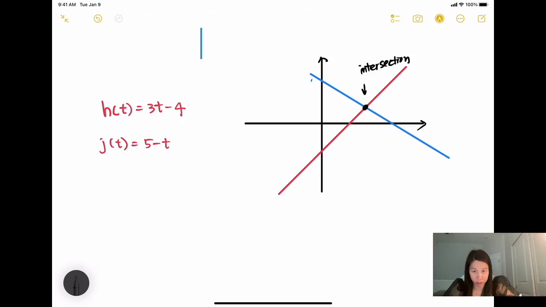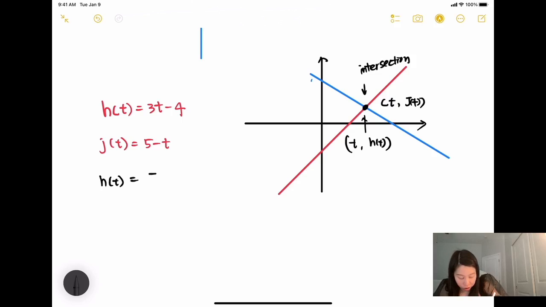Since they are the same, this point is t and j of t. This point also is t and h of t, since they're the same point on different lines. So in this case, h of t and j of t are the same. That means h of t is going to equal j of t at this point. So h of t equals 3t minus 4, and j of t equals 5 minus t. And now we solve for t.